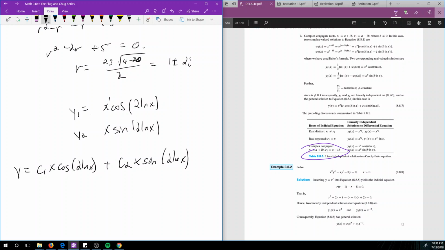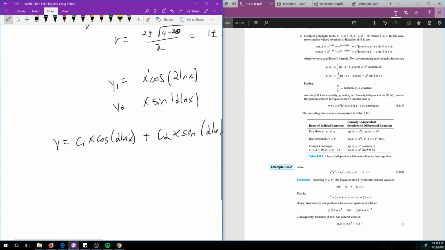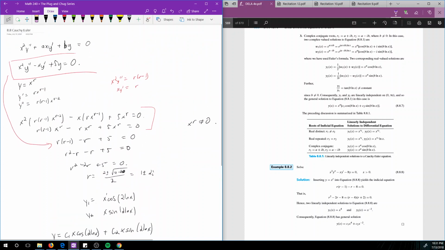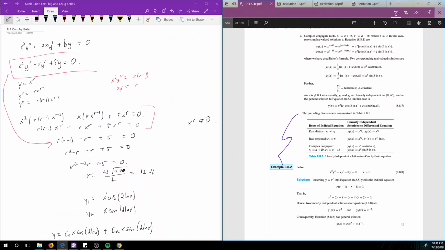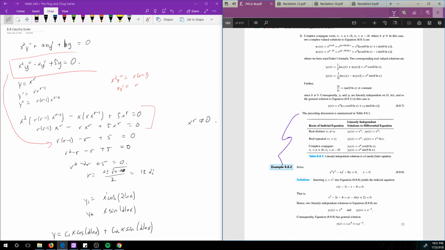And there we go, you're done. That's all Cauchy Euler is. You just follow this table. You make this weird substitution that seems to come out of nowhere, and you follow this table in the textbook. I don't know what page of the textbook it is, but it's where example 8.8.2 is. You see that? So that's the page of the textbook.